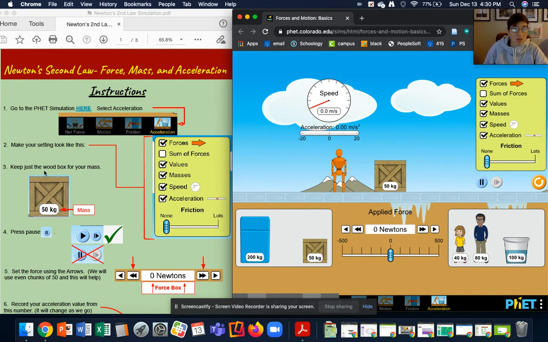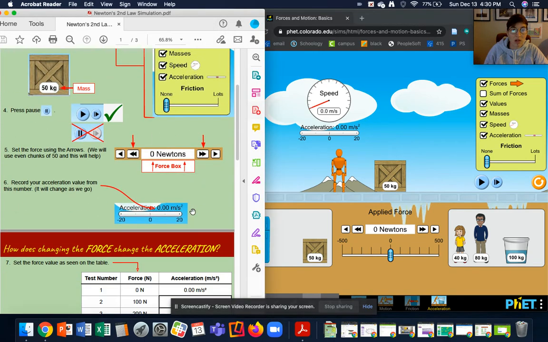Okay, so make sure you have your settings like that. Then it says, keep just the wood box for your mass. So here's our wood box. It's 50 kg, which is kilograms, right? That's our unit. And then it says to press pause. Okay, so you want it to look like the play button or the skip to the end. You do not want it to look like this.